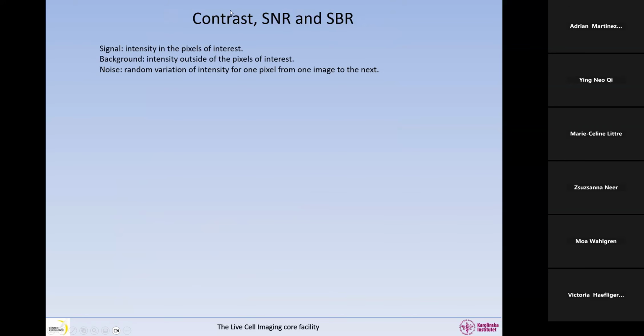So if we look at what we spoke about regarding contrast, we have signal to noise ratio and the signal to background ratio. So we know now that the signal is the intensity in the pixels of interest. The background is the intensity outside of the pixels of interest. And the noise comes all over, randomly, by single pixels that are brighter, basically.